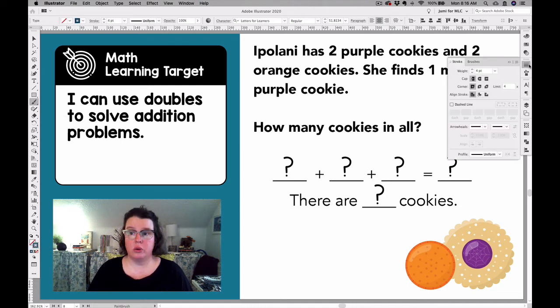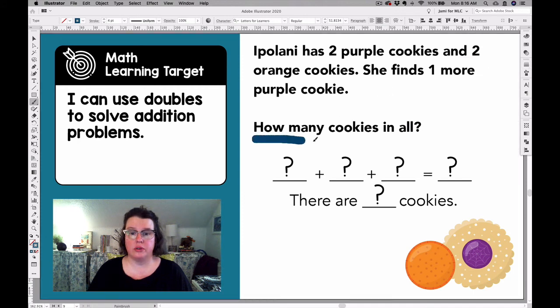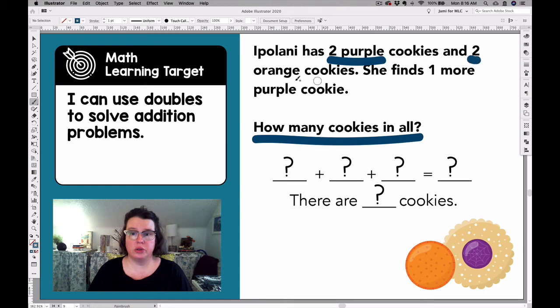Let's do some underlining. What are we trying to find out? How many cookies in all? So I'm going to underline that. Then we're going to underline the numbers. So I've got 2 purple cookies and 2 orange cookies. But then I have 1 more purple cookie. How many cookies in all? So because there are 1, 2, 3 numbers in the problem, there's going to be 1, 2, 3 numbers in the addition equation. Solve this problem in your math journal and then share it with me in Seesaw.